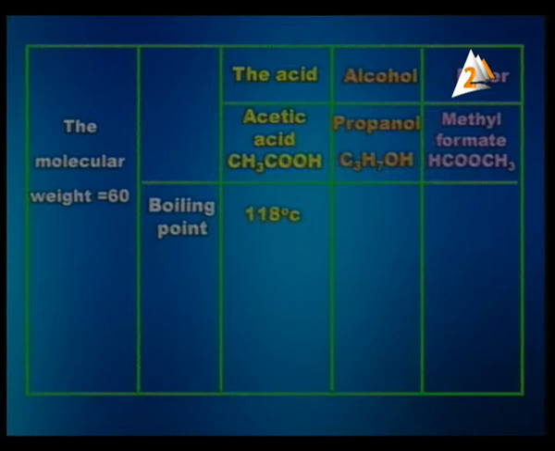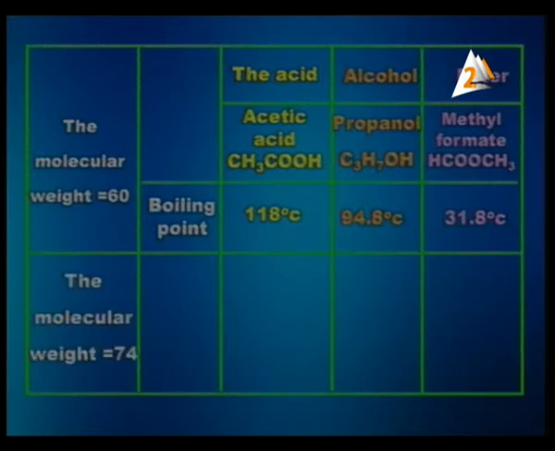What else? You can catch it from the boiling point. The boiling point for the first one will be 118 degrees. This is acetic acid. What about the alcohol? The same degree? Sure not. The degree will be 94.8 degrees. It's less. What about the ester? The lowest one will be 31.8 degrees Celsius. So there is a big difference between them.